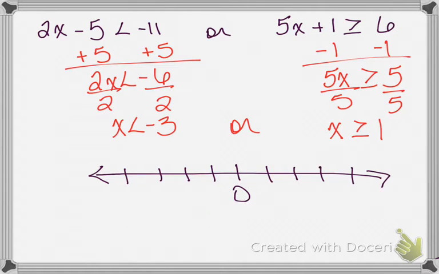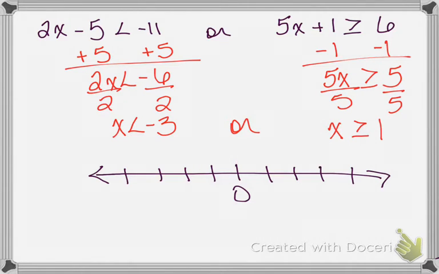So when we solve the inequalities, I'm hoping that you got x is less than -3 or x is greater than or equal to 1. Okay? I'm hoping that's what we got. You did not need to reverse either one of these signs, and the reason for that is because we divided by +2 and we divided by +5. That's why we didn't need to reverse either one of those.